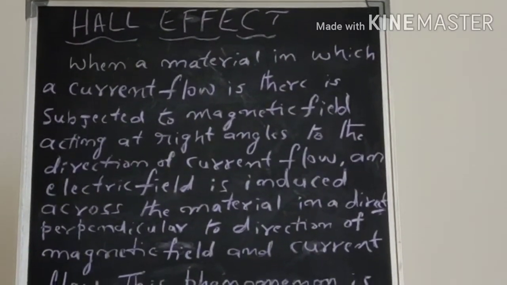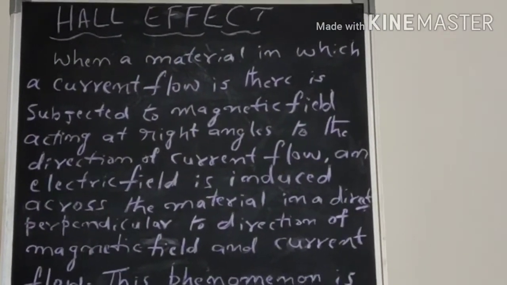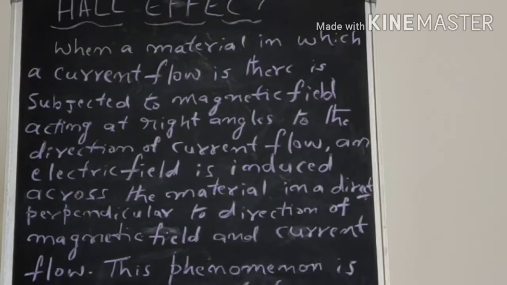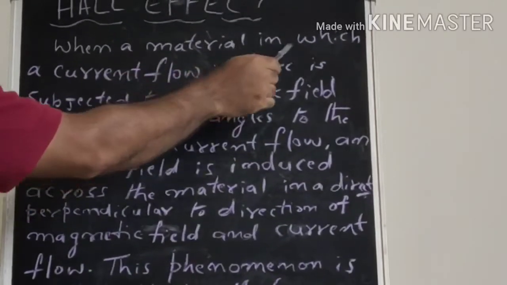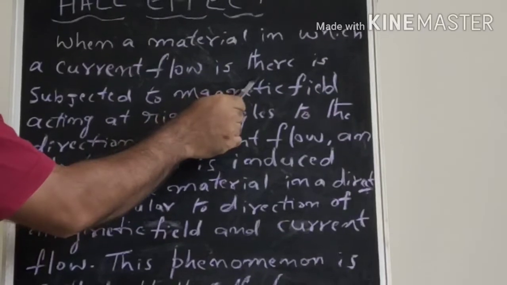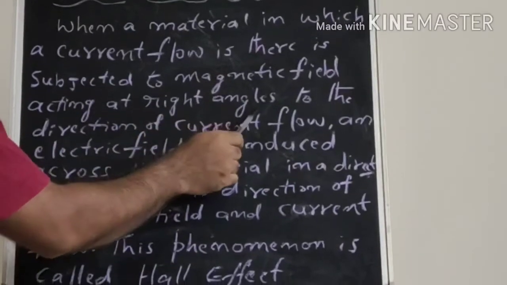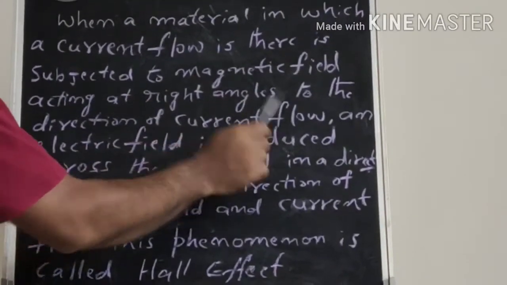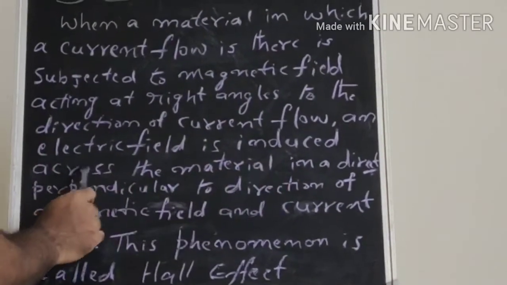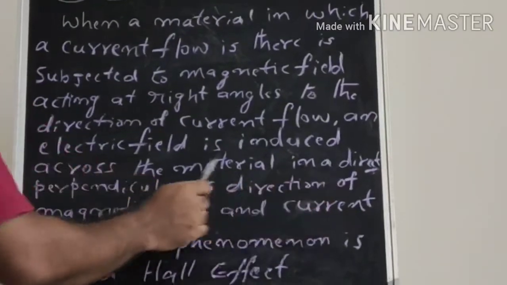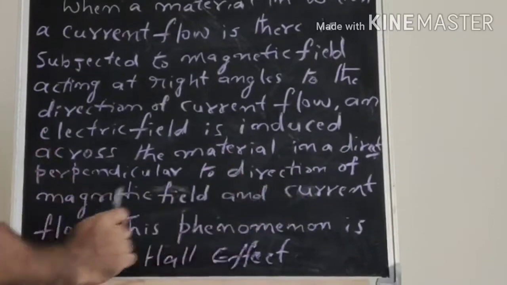Using Fleming's left-hand rule, we discussed this. What is the effect of a magnetic field on an electric charge? Now we will define what the Hall effect is. When a material in which a current flows is subjected to a magnetic field acting at right angles to the direction of current flow, an electric field is induced across the material in a direction perpendicular to the direction of the magnetic field and the current flow.